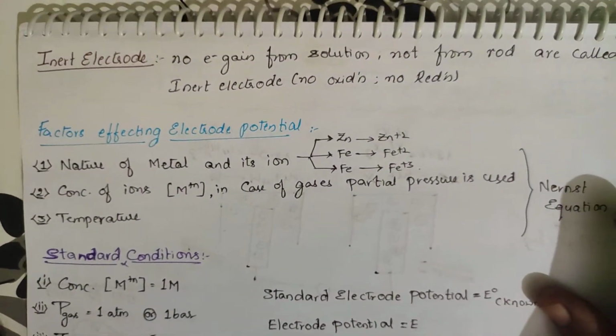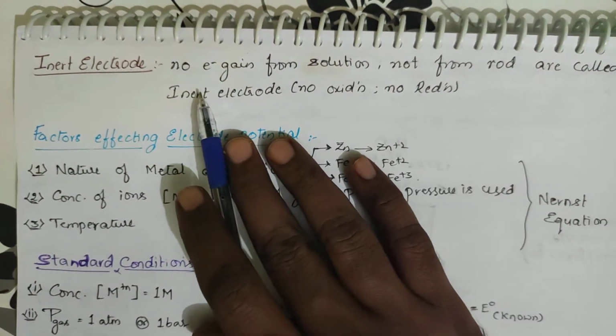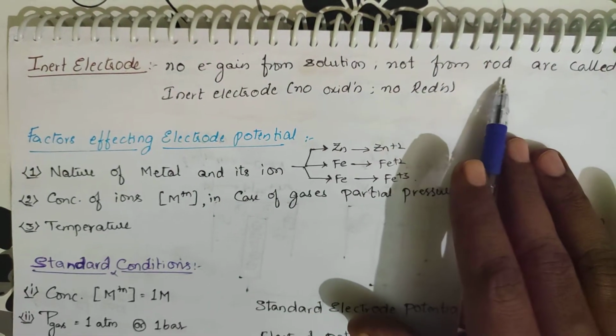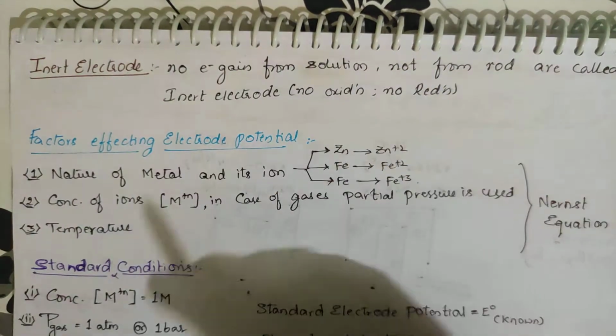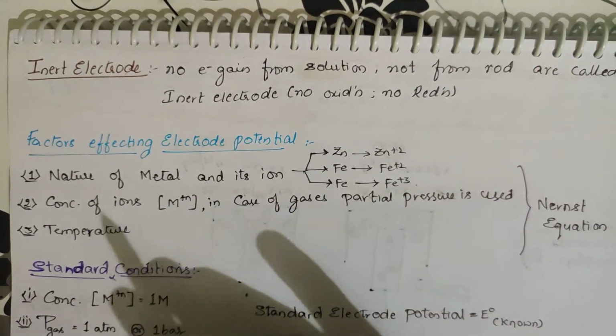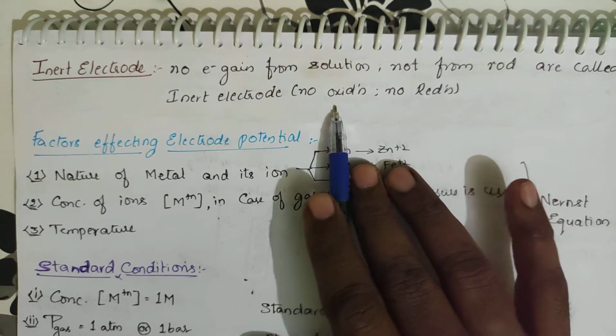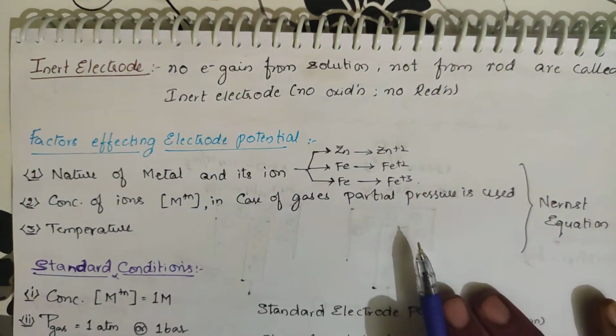And there is one more electrode called an inert electrode. It means there will be no gain of electrons from the solution nor from the rod. There will be no gain, no loss. The electrode will not be involved in oxidation or reduction. So any electrode which is not involved in oxidation or reduction is called an inert electrode.